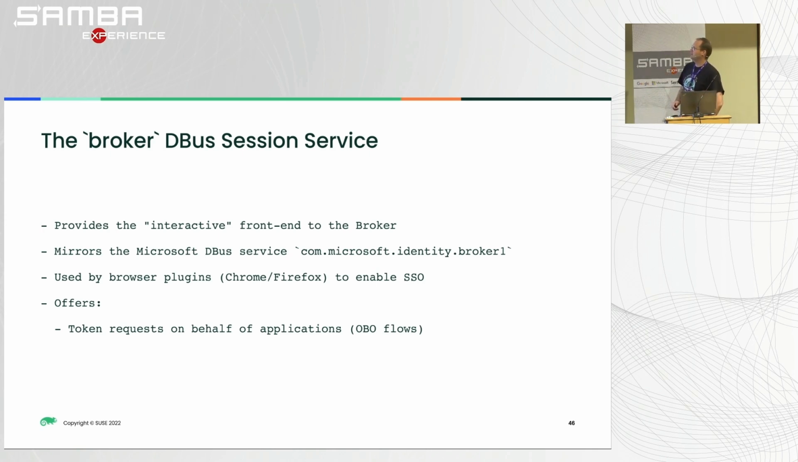The DBus service that Himmelblau provides actually mirrors Microsoft's DBus service called their identity broker. This is intentional because there were already Firefox and Chrome browser extensions created by Siemens, which integrated with Microsoft's DBus service. And so I implemented the same DBus service and provide those tokens to their browser plugins, and that gives us SSO.